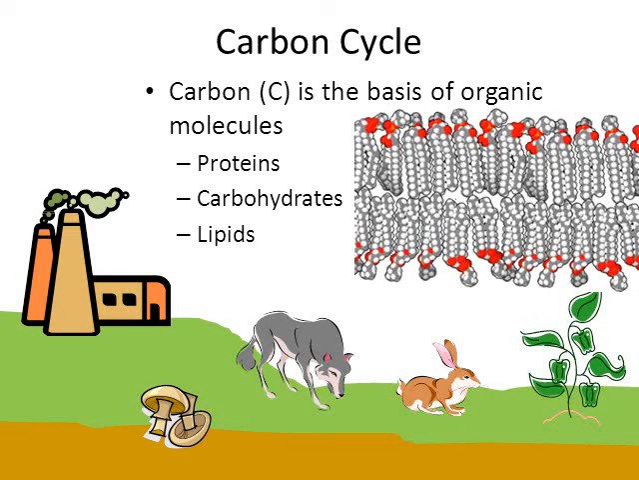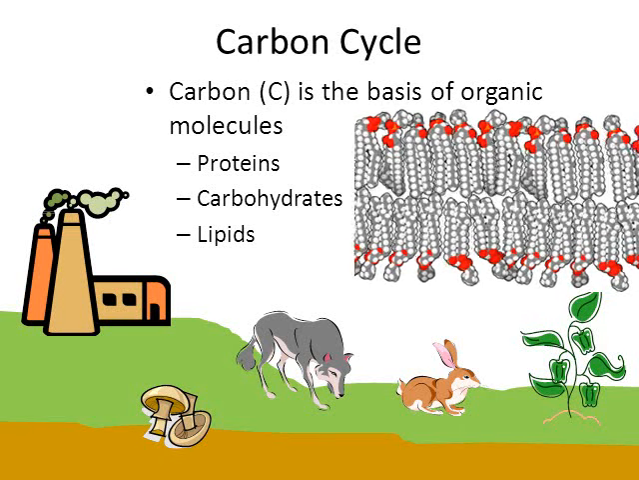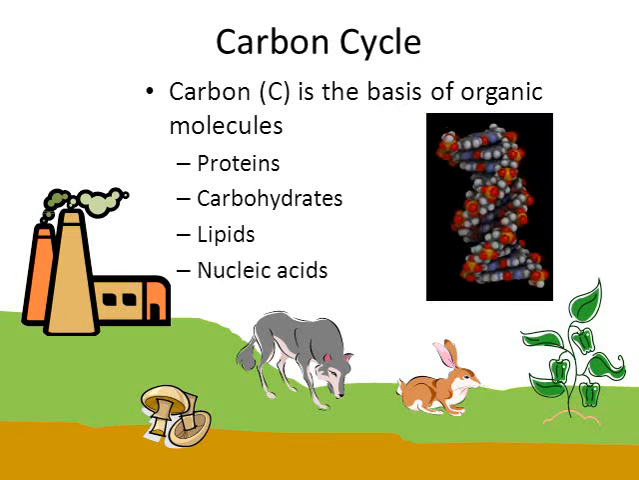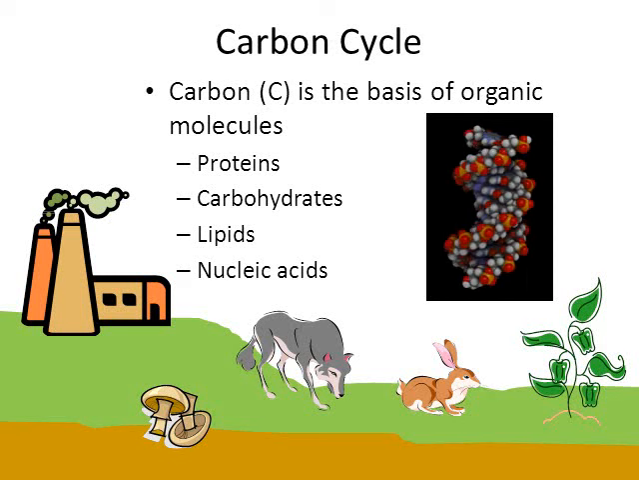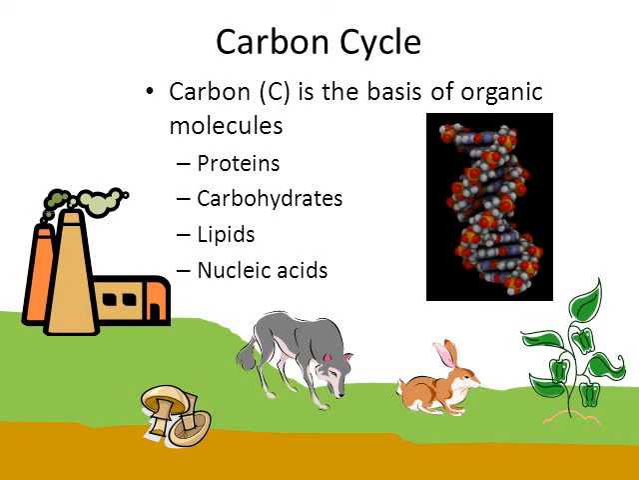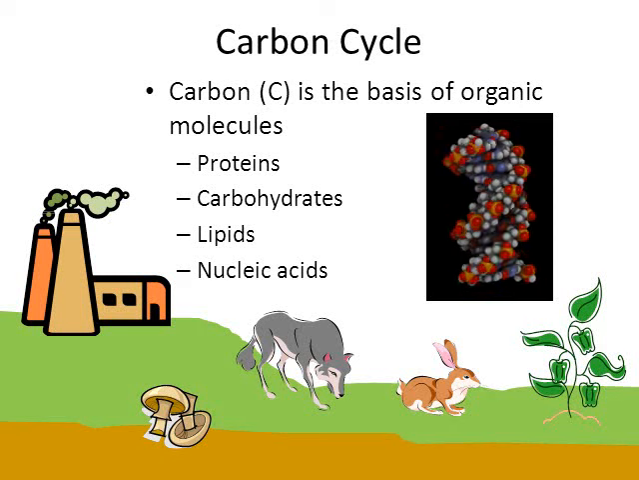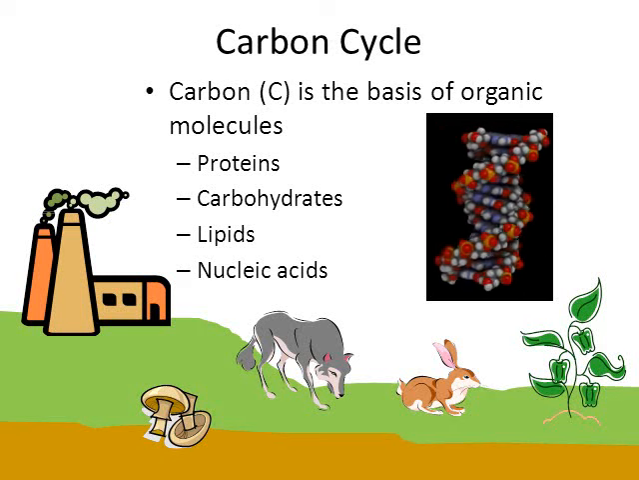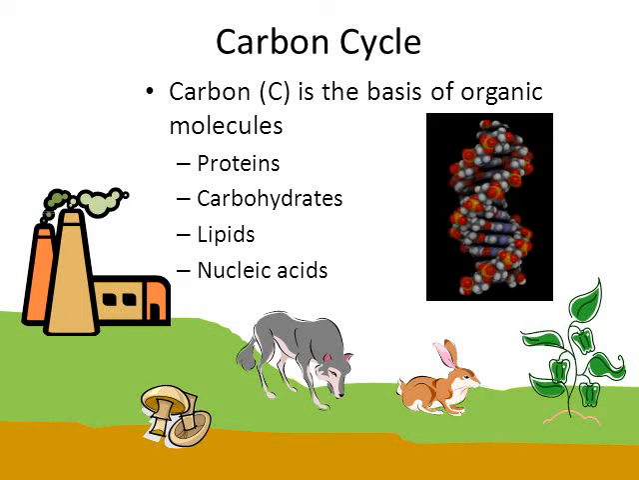And so the outer boundary of every cell in our body needs carbon. And then the fourth category of organic molecule, the nucleic acids, the DNA and the RNA, the genetic basis of life here on Earth. So that makes carbon really important. Well, let's go ahead and go on into the stages now.